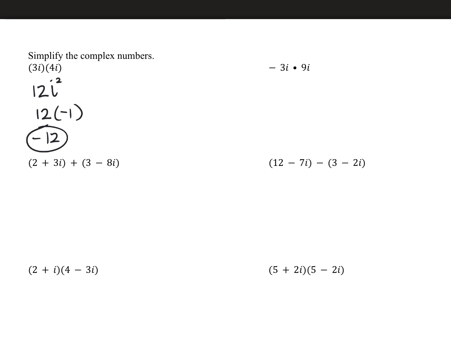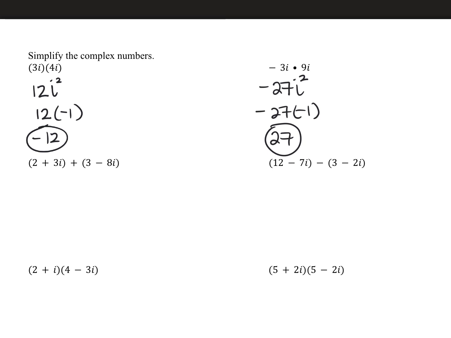Okay. Next, we have -3i times 9i. Well, -3 times 9 is going to be -27. And then I'm going to get i squared. i squared is -1, so it becomes -27 times -1, which is positive 27. Your final answer when multiplying with powers of i should never contain i squared. You have to simplify i squared always.